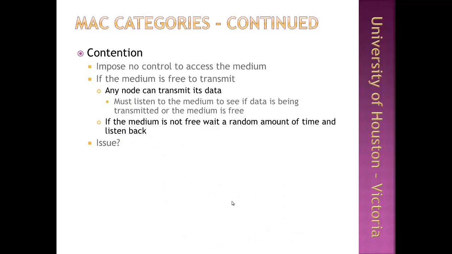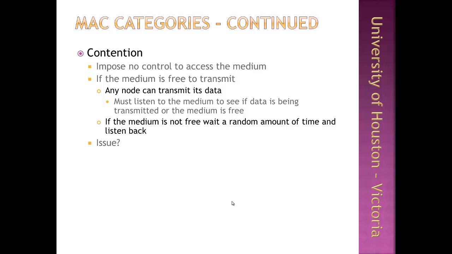Contention is the third category, or the third mechanism by which we can ensure access in the medium access control layer. Unlike those previously discussed, which impose control over access to the medium, in the contention method we basically impose no control. Every node connected to the medium is allowed to transmit if it finds that the medium is free for transmission. Here, the node that wants to transmit data must listen to the network to sense whether there is a node that wants to transmit data or not, basically to see whether data is flowing or not.